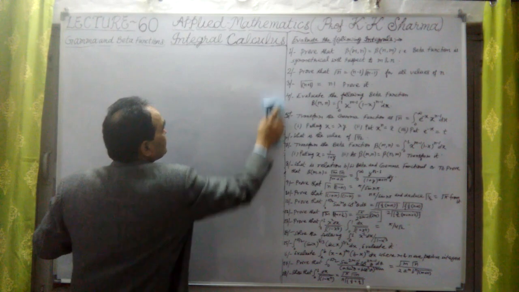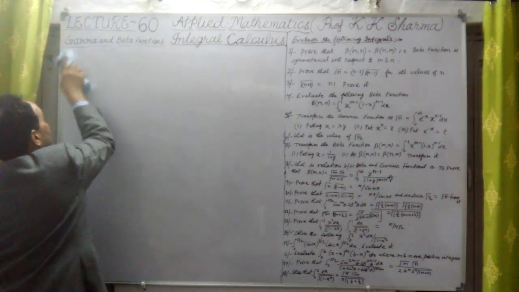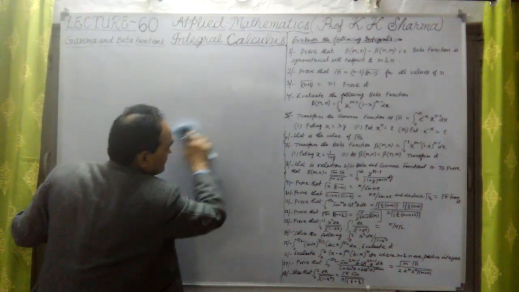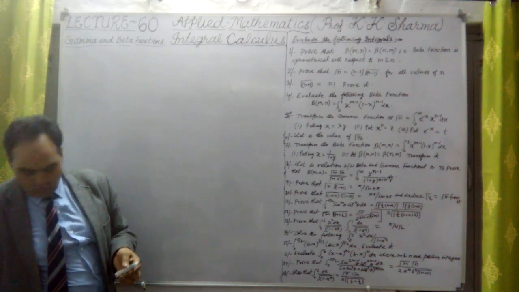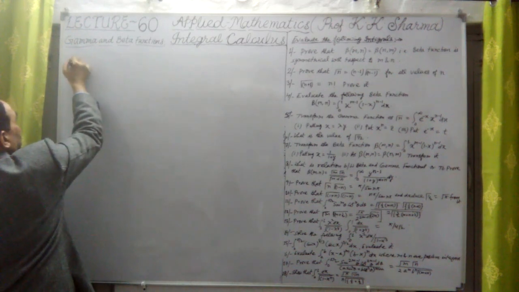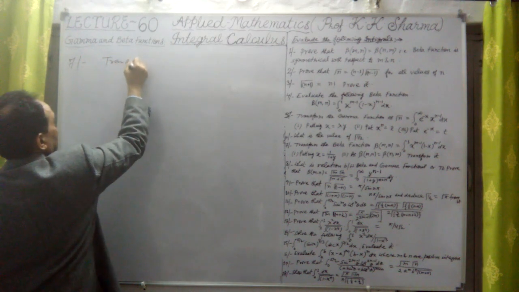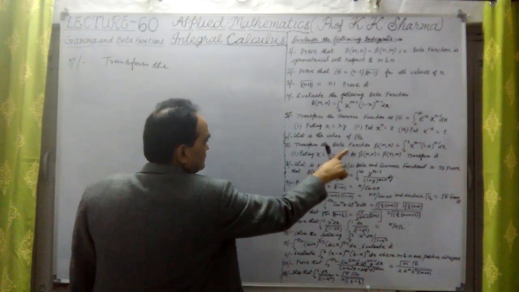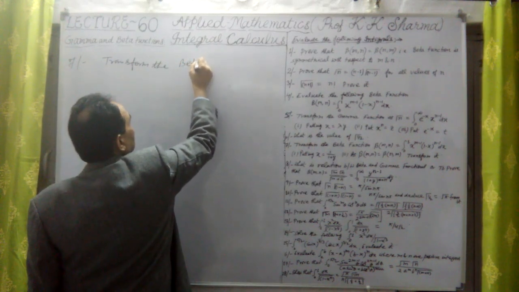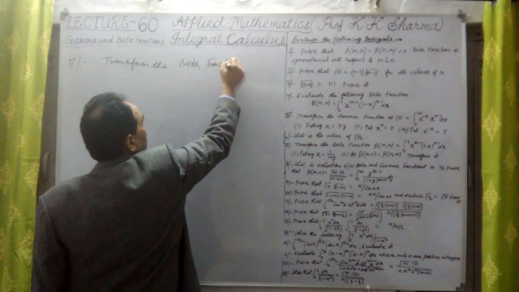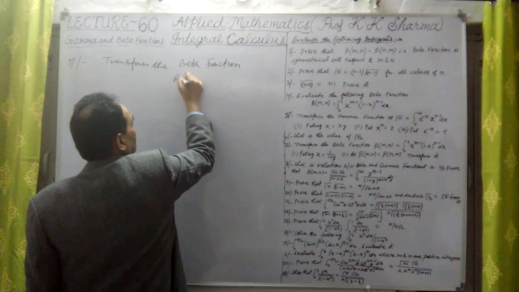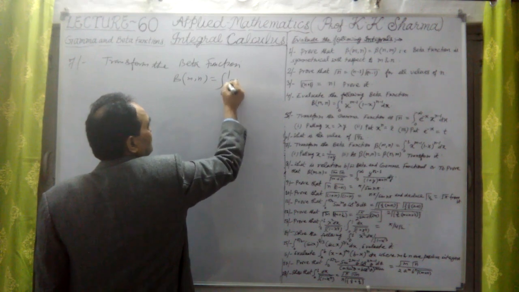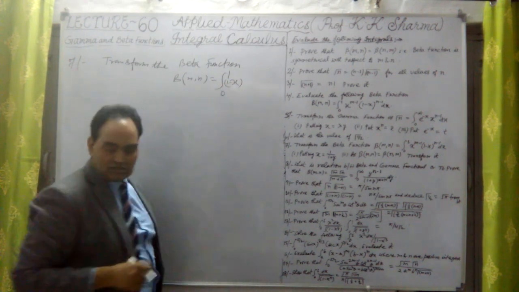Question number 7 says: transform the beta function. Transform the beta function. That is beta m n, the integral from 0 to 1 of x to the power m minus 1 into 1 minus x to the power n minus 1 dx.